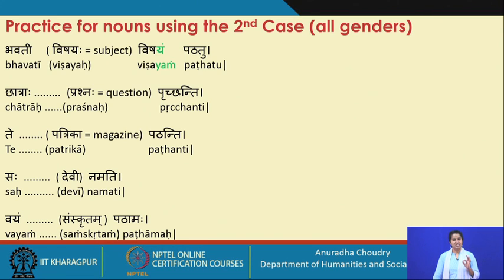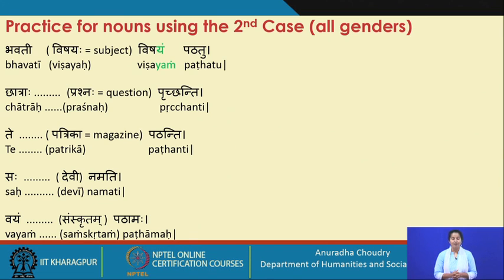Next, chhatraha prashnaha prichanti, which means to ask. So, what will it be? Chhatraha prashnam prichanti. Uttamam. Moving on, te, which means they, patrika pathanti. They read the newspaper or the magazine. So, what would it be? Te patrikam pathanti. Uttamam. Next one, saha devi namati. Do it. Saha devim namati.